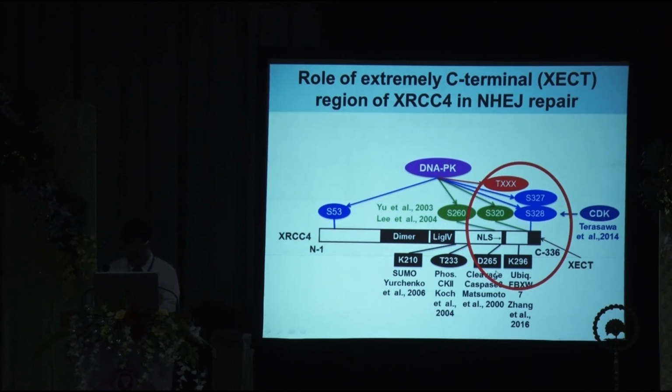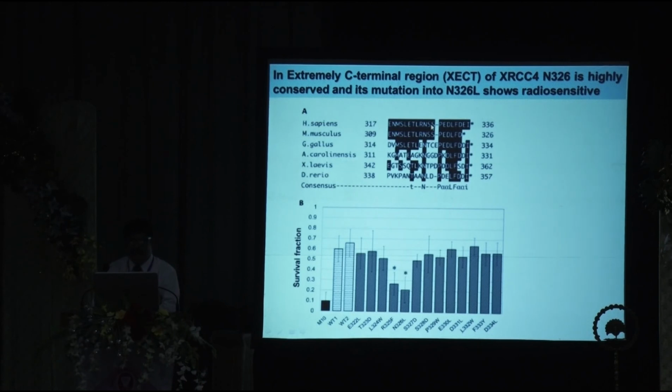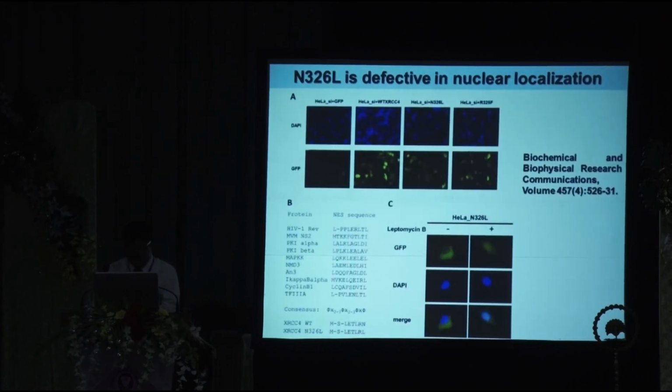So what we did here was look at the conservedness of these 20 amino acids across many species here. And after that, we mutated them one by one into different amino acids on the basis of their structure. And we have seen a very interesting thing: that the R325 and N326 mutants show a very low survival fraction in the case of radiation-treated cells here.